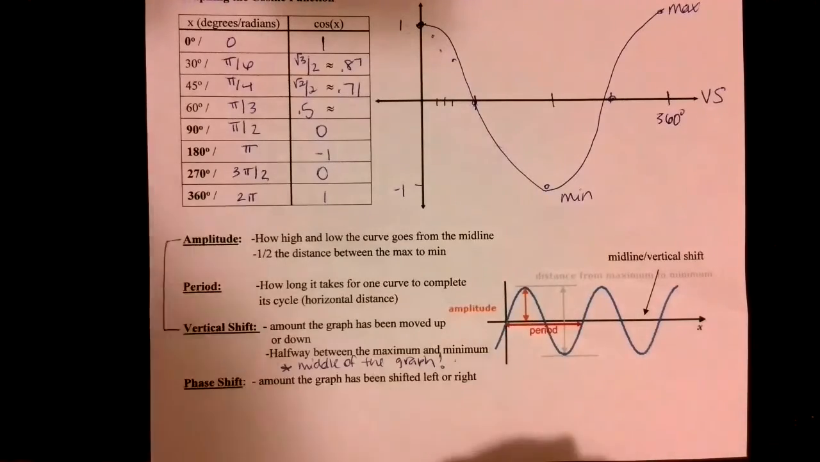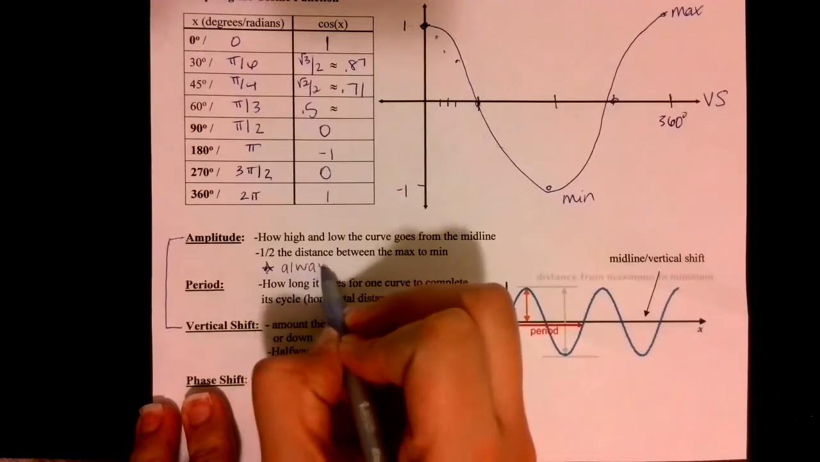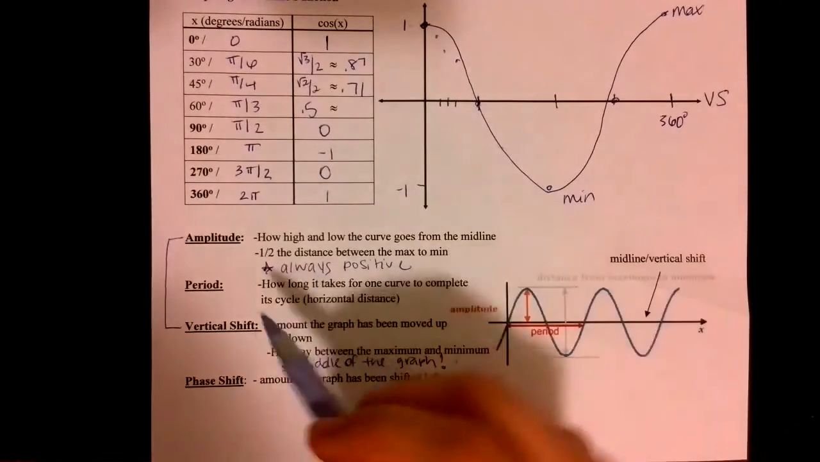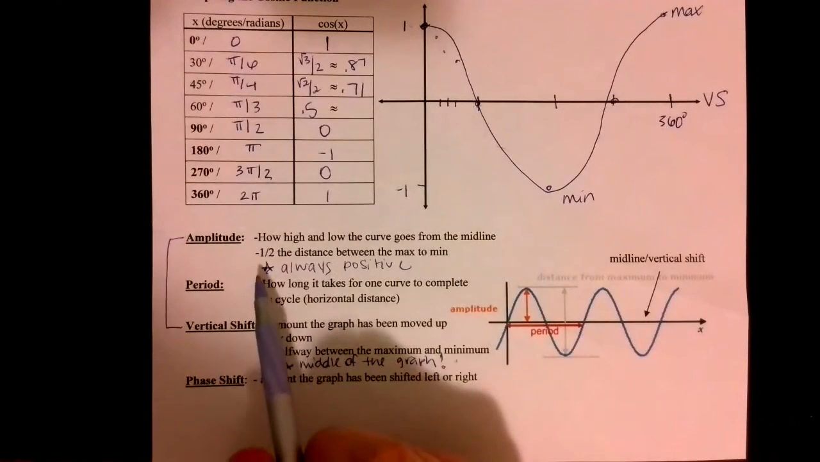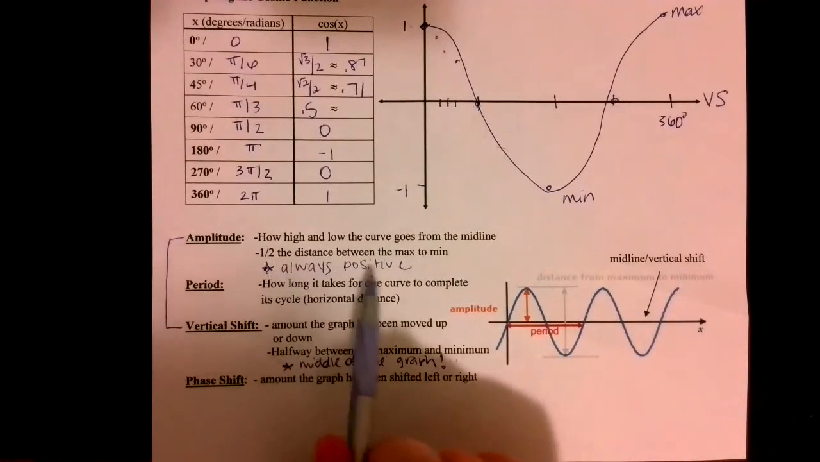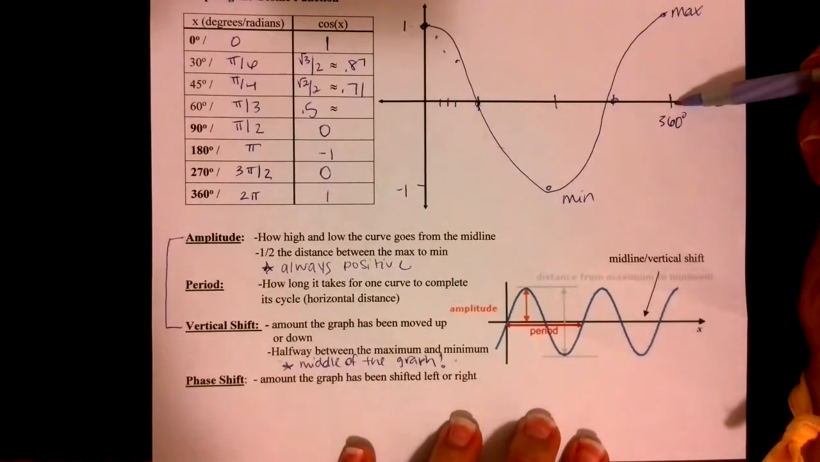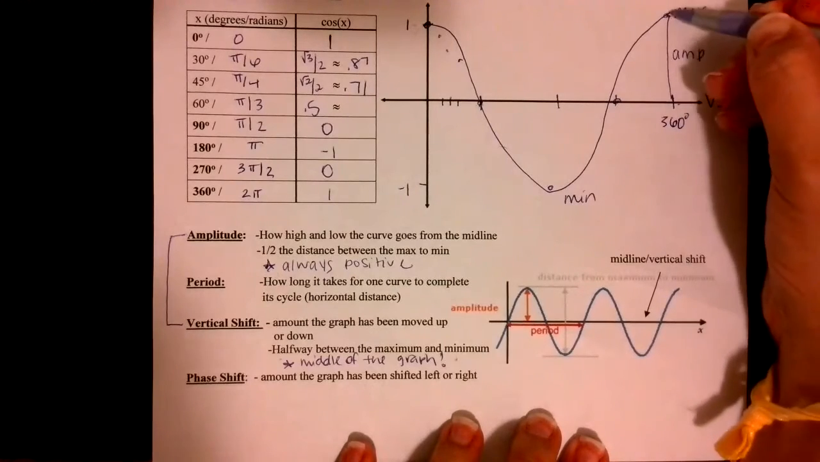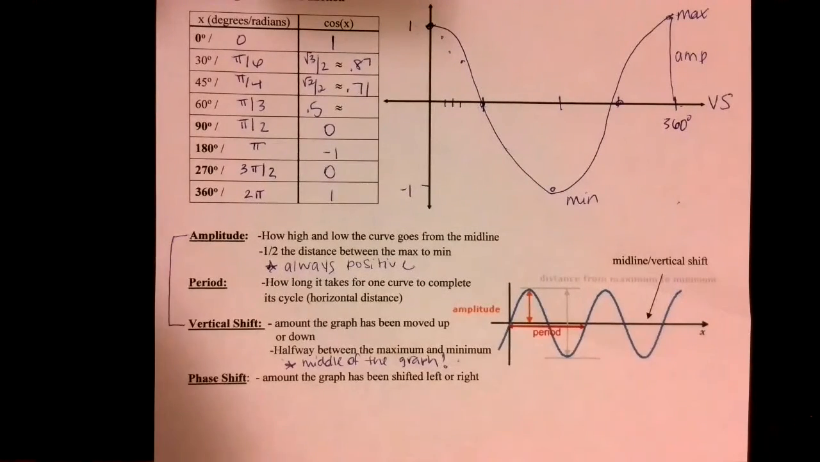Okay. And then amplitude is a distance. So amplitude is always positive. And it is just like it says, it's how high and low the curve goes from the middle or the midline. It's also half the distance between the max and min, or you could think of it as the distance from the max to the middle. Okay, so the amplitude is that distance from the top to the middle, or it is half the distance from the top to the bottom. Whichever one is easier for your problem.